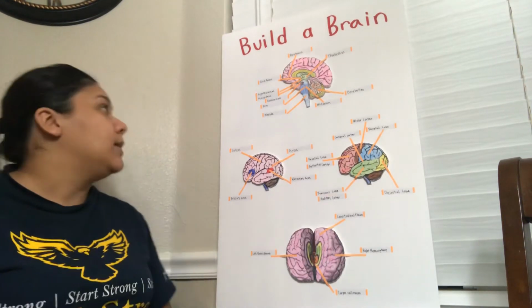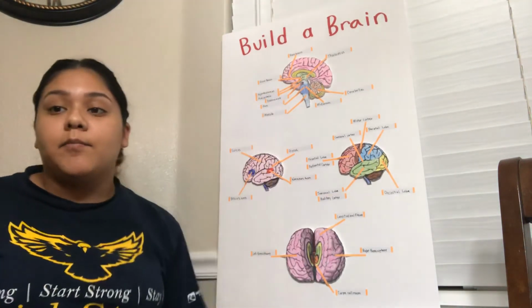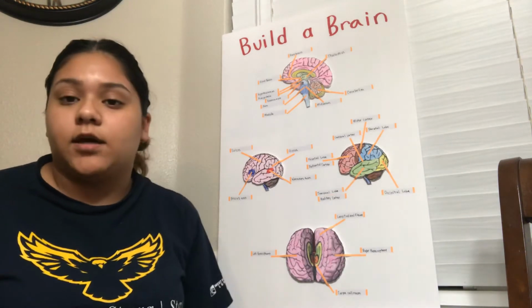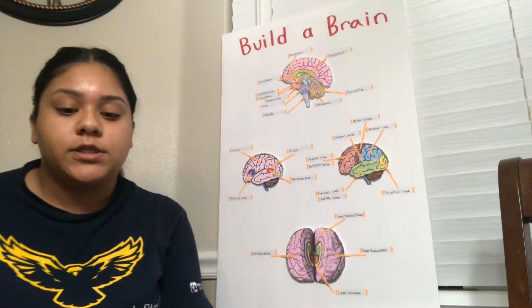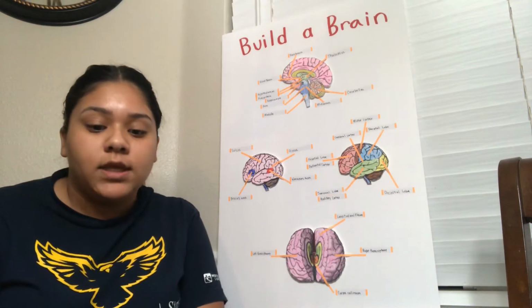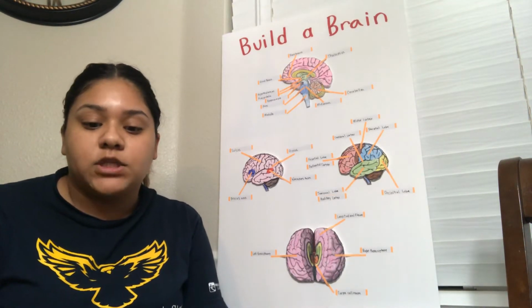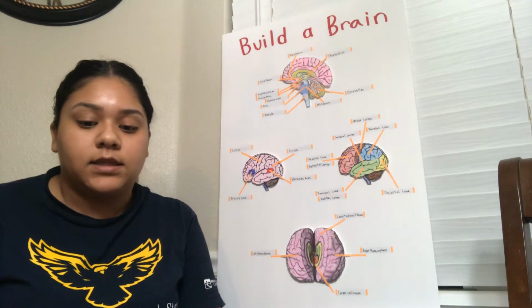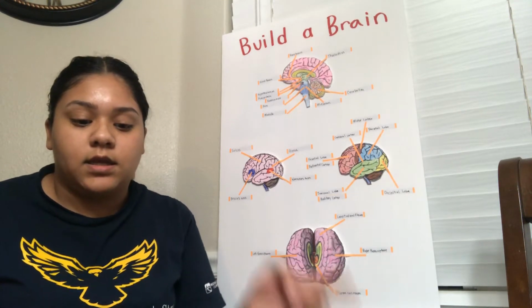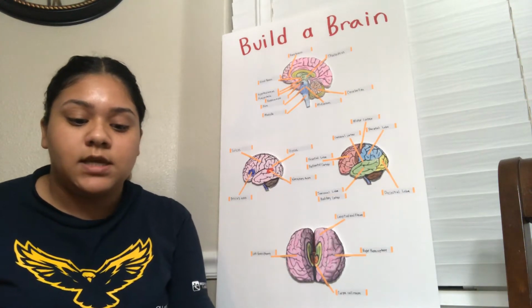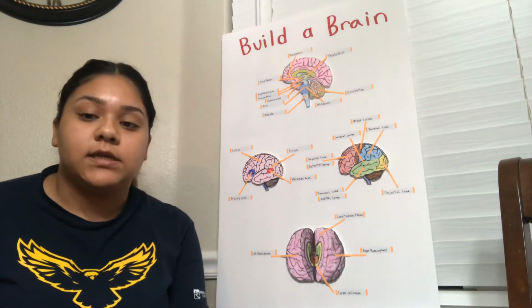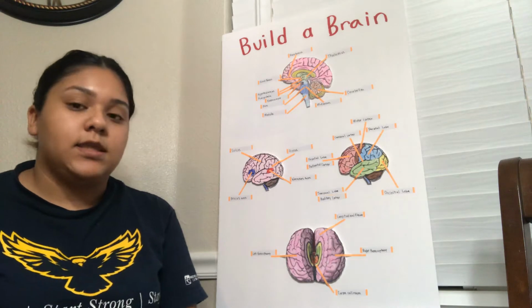Hello everyone, this is the Build a Brain model. We're going to start off with the forebrain. The forebrain's function is that it plays a role in the processing of information related to complex cognitive activity, sensory and associative functions, and voluntary motor activities.